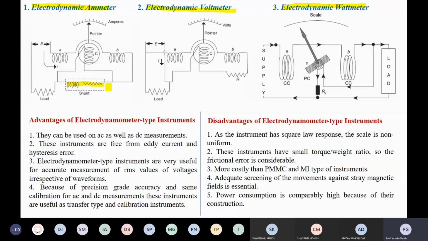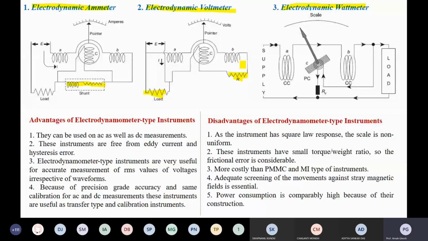Same thing in the electrodynamometer type voltmeter. Definitely it will be connected in parallel. One load is connected in parallel with the system, and one additional resistance is also connected in series with the fixed coil. Here the shunt field is connected across the moving coil, and one series resistance is connected in series with the moving coil.